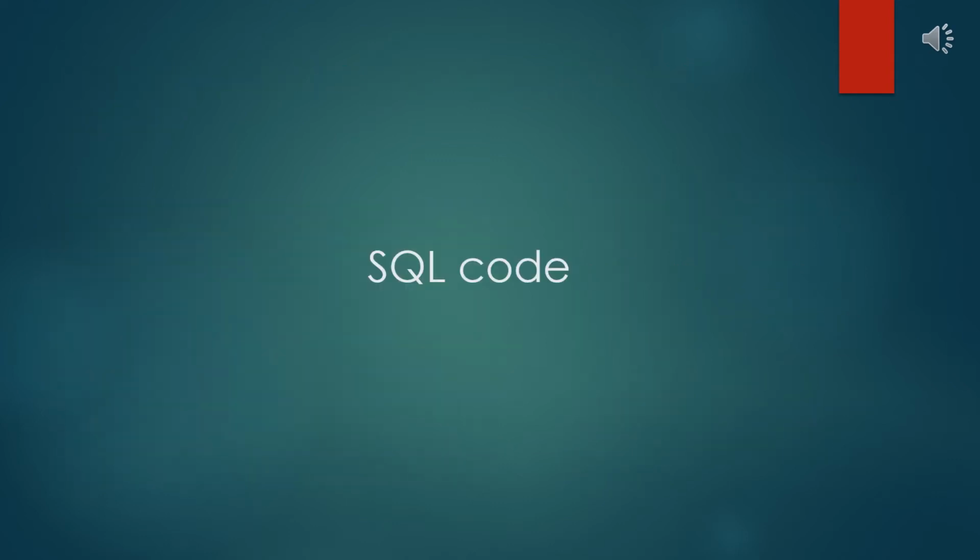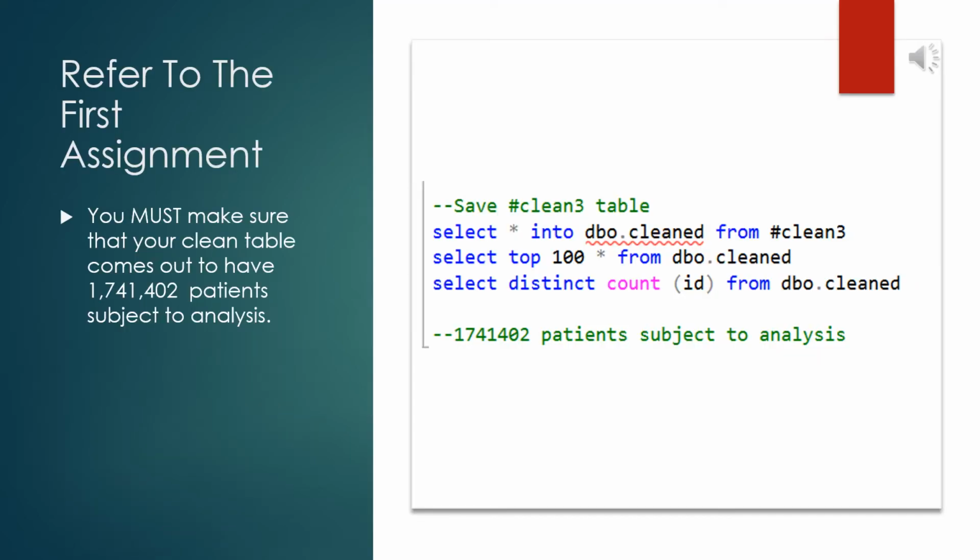So now I'll be showing the actual SQL code to be able to find these numbers. The first thing you'll have to do before you start is refer to the first assignment. You have to make sure that your clean table is correct and that you come with an output of 1,741,402 patients subject to analysis. This is very important to finding the correct area under the curve because it will affect your code.